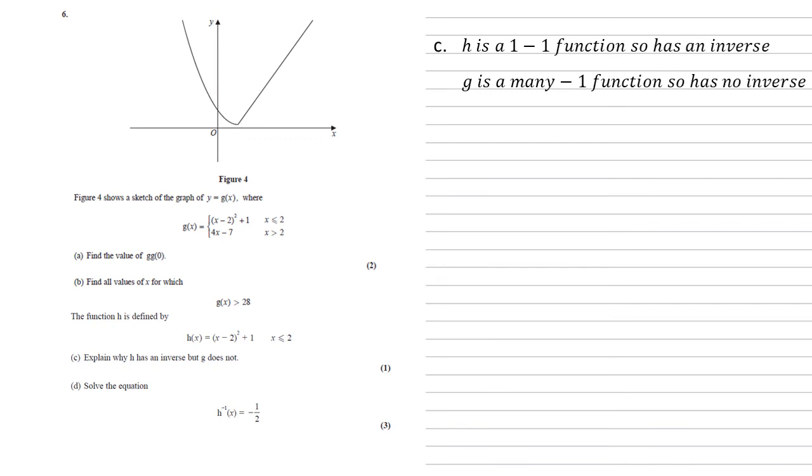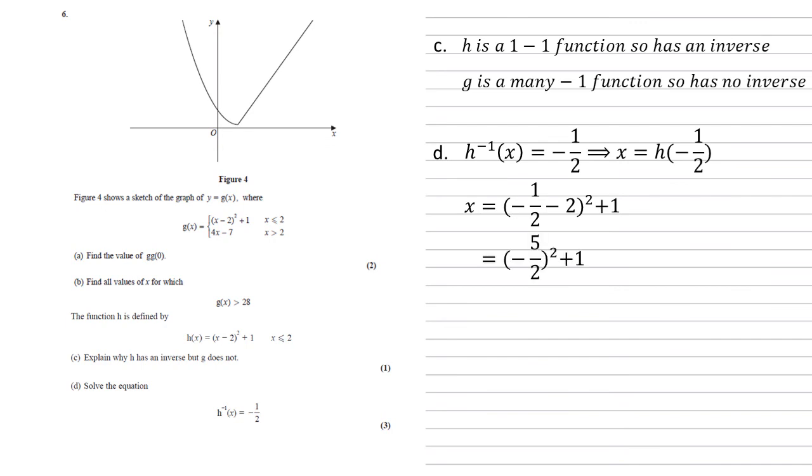For part D, we need to solve the equation inverse h of x is equal to minus a half. Well, if you think about what inverse means, inverse h of x equaling minus a half just implies that x must be equal to h of minus a half. So substituting that into h, we get (minus a half minus 2) all squared plus 1, which is (minus 5 over 2) squared plus 1, 25 over 4 plus 1, giving us an answer of 7.25.